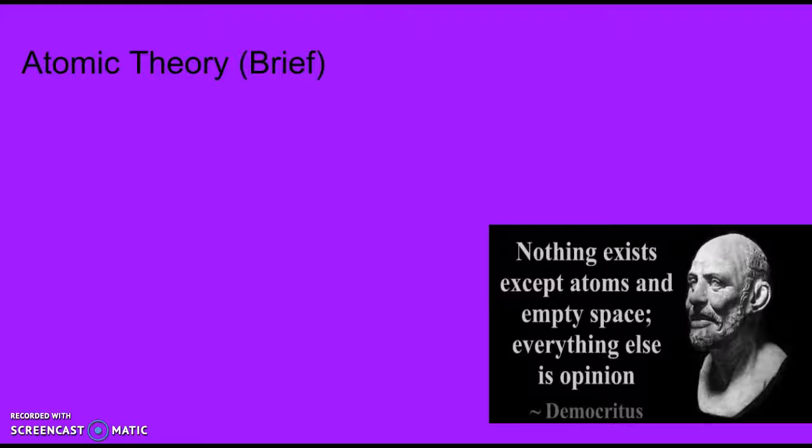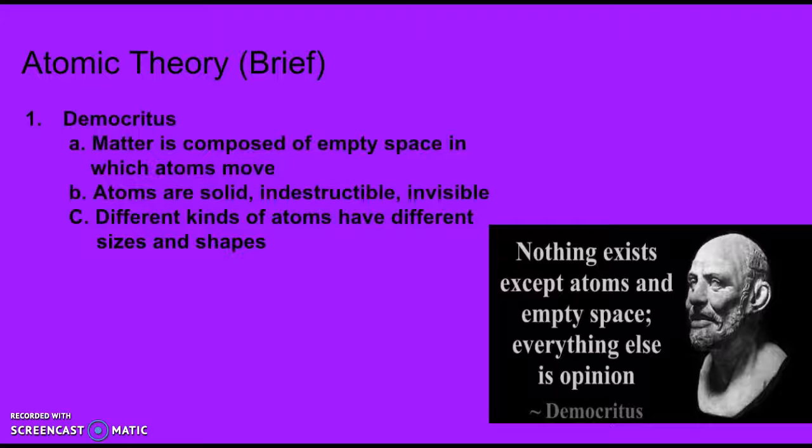So, atomic theory in brief. We've gone over this with Democritus saying that matter is made up of mostly empty space in which atoms move, and those atoms are solid, indestructible, and invisible. He also said that different kinds of atoms have different sizes and shapes. So for example, a helium atom and a hydrogen atom have different sizes. They also have different shapes.